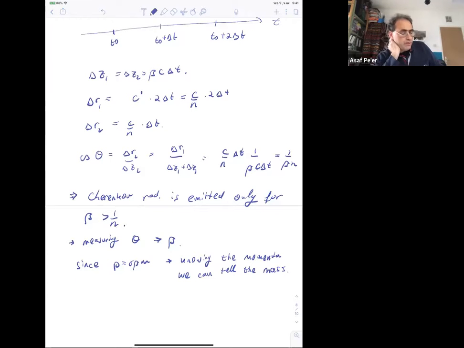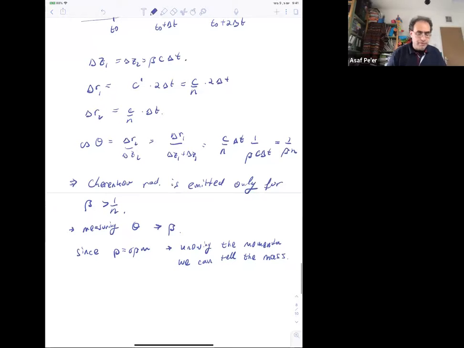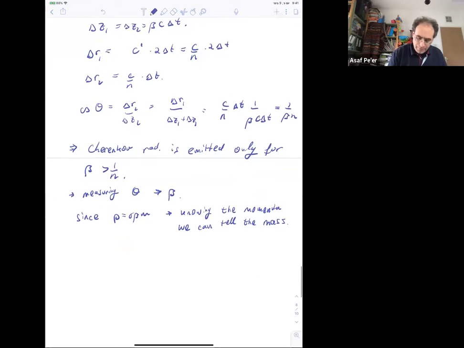Now the energy loss. Typically, energy loss by Cherenkov radiation is much smaller compared to ionization. It's of the order of a few percent: energy loss by Cherenkov radiation is 1 to 5% compared to ionization.